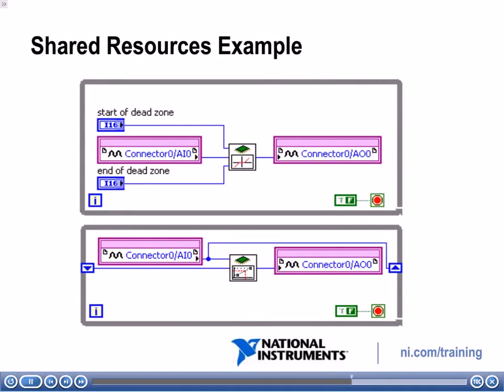So let's take a look at this slide. Can you identify where the shared resources are in this slide? Notice we've got a loop at the top and a loop at the bottom. So there are two shared resources here. One of the shared resources is the analog input channel. Notice that both of those loops are accessing analog input channel 0, and the other shared resource is analog output 0. Because both loops are trying to access these resources, they're going to have to wait on each other because only one loop can access that resource at a time.